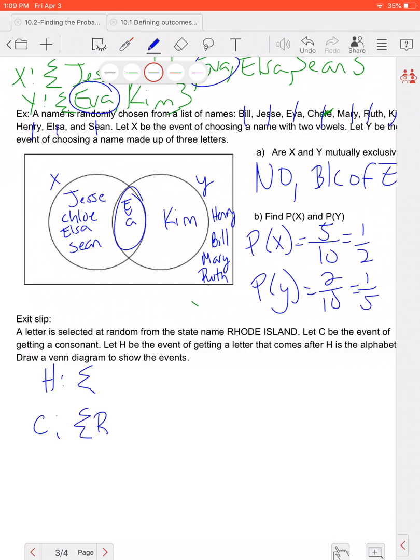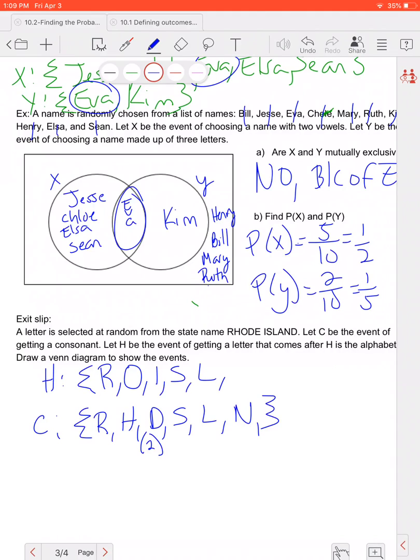So I know R is a consonant, H is a consonant, D is, E is not, I is not, S, L, N. Now D is in here twice, so I'm going to just write a 2 under my D. Okay, and let C be the event of getting a consonant, let H be the event of getting a letter after H. So R is after H, H is not after H, O is after H, D is not, E is not, I is, S, I, J, K, L is, A is not, N is also.